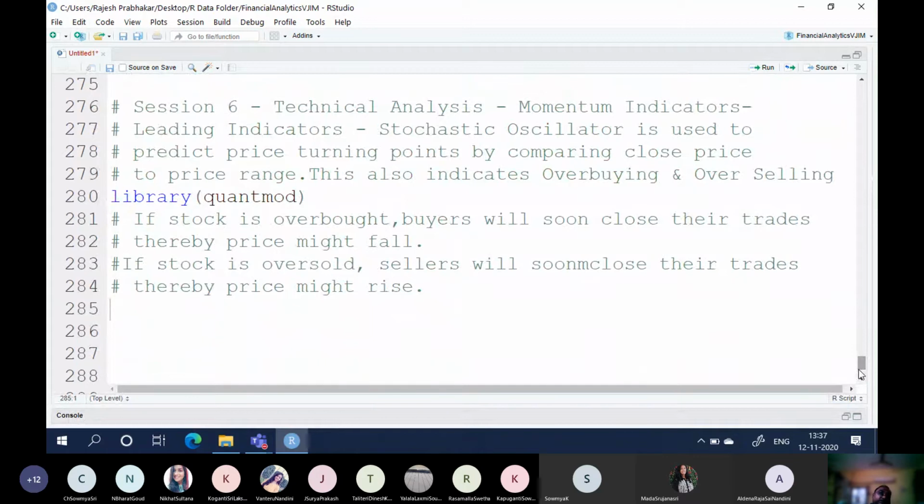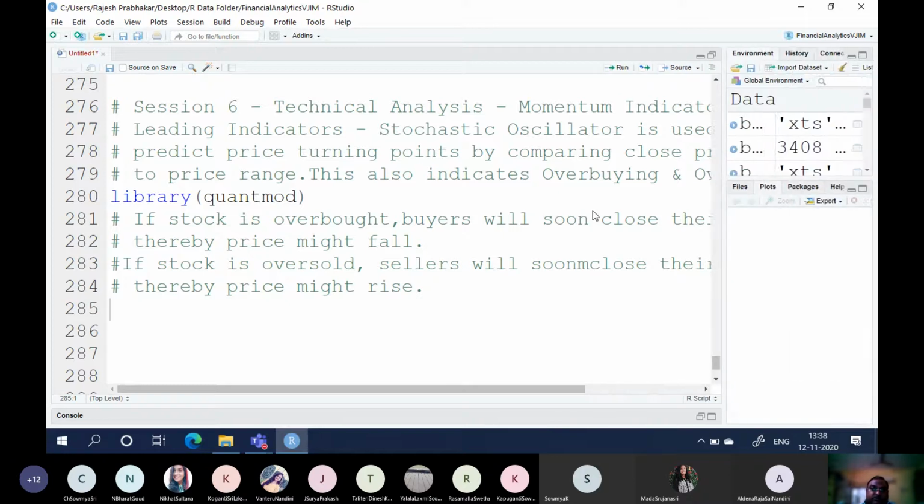It's a leading indicator, which means it will indicate the change before it happens, or it will signal the change before it happens. Okay. So generally it will plot two lines, one a red line and another colored line, and then based on the lines, you can do the prediction. Okay, so let us create the chart first and then see what all we can do.